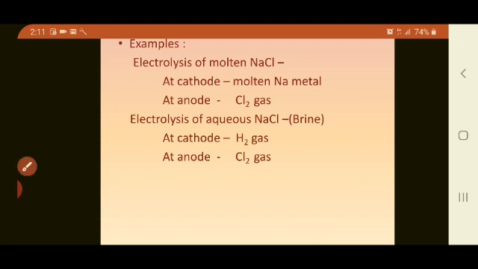Instead of that, if electrolysis of aqueous NaCl is done, that solution we call brine. So what is aqueous NaCl? Aqua means water, means NaCl dissolved in water. Saturated solution is used. Now what is meant by saturated? That is quantity of solute, that is sodium chloride, is more compared to the quantity of solvent. So in this case, again the same electrolysis method is applied. Then at cathode hydrogen gas is evolved, whereas at anode chlorine gas is evolved. Now why this happens, that we will learn in the next slide.